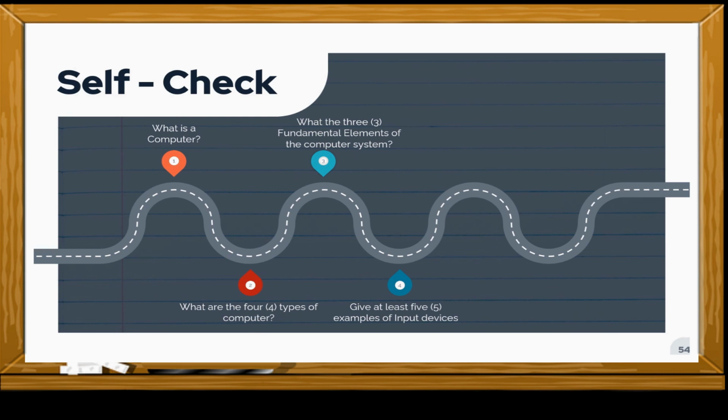Number 4, in your paper, give at least 5 examples of input devices. Number 5, give at least 5 examples of output devices. Number 6, enumerate the 8 basic parts of the system unit.